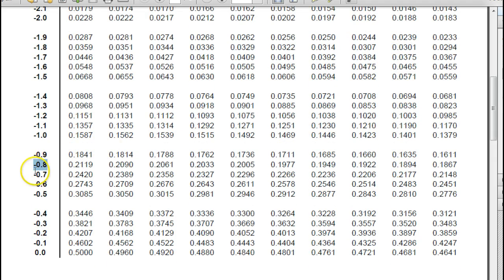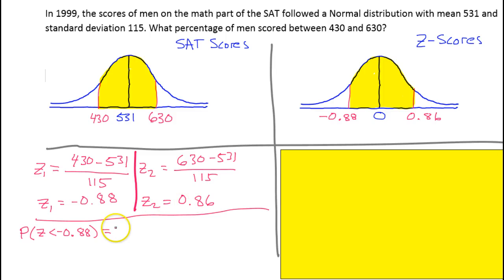So this row is all about negative 0.8, but this is negative 0.8, 0, 1, 2, 3, 4, 5, 6, 7, 8. So this is the percentage of z-scores to the left of this value. As a percent, this is 18.94. So I'm going to write down 18.94%. Now let's do the same thing with the other z-score.